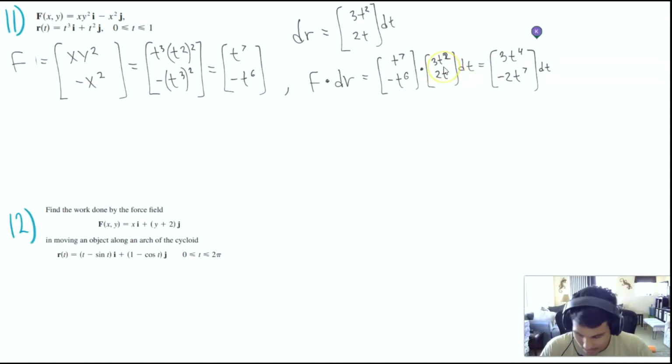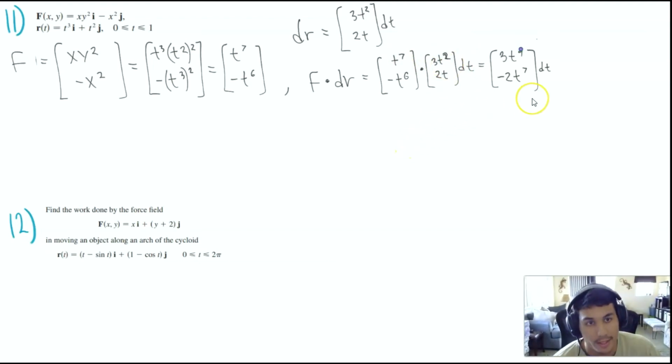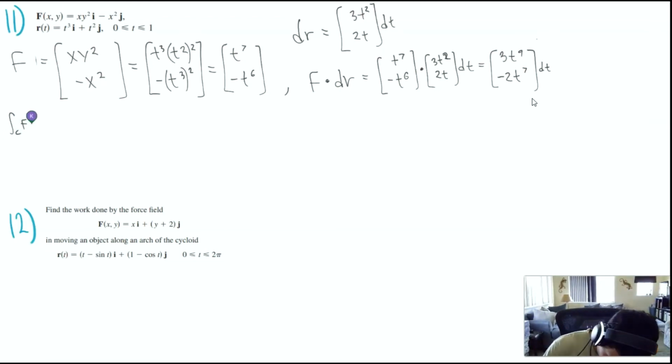Real quick, I messed up. I see the mess. Let me fix it. It's 7. Power of 7 times power 2 is power 9. Yeah, there we go. Now that's correct. So now we just got to integrate that vector. So it was originally the integral over C of f dot dr, and now it's going to be from 1 to 0 of 3t to the power 9 minus 2t to the power 7 dt.